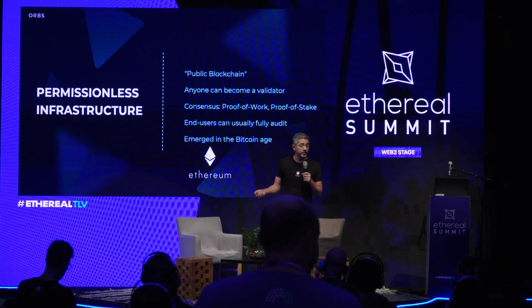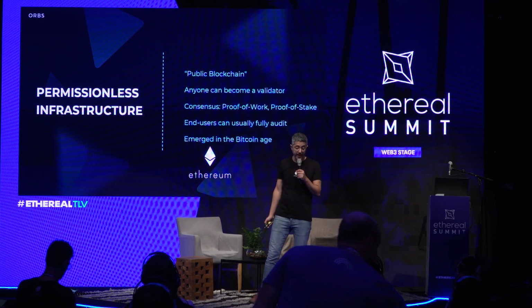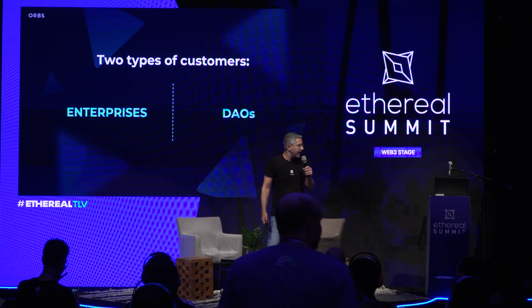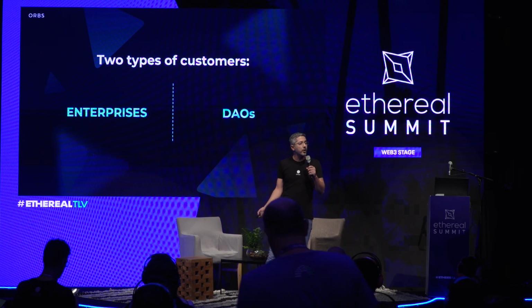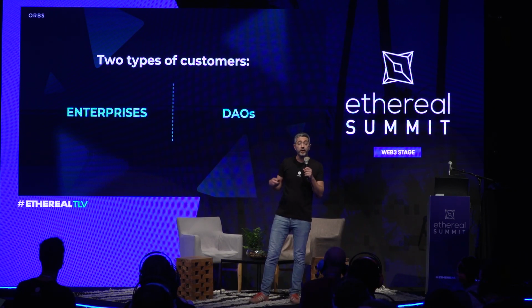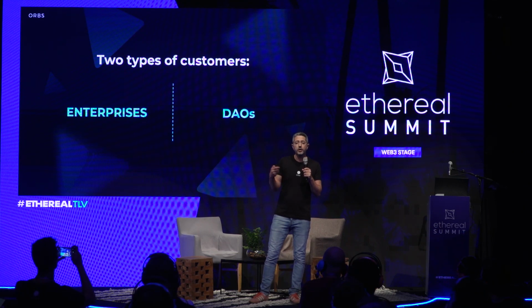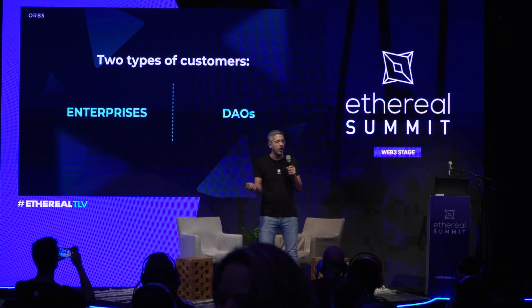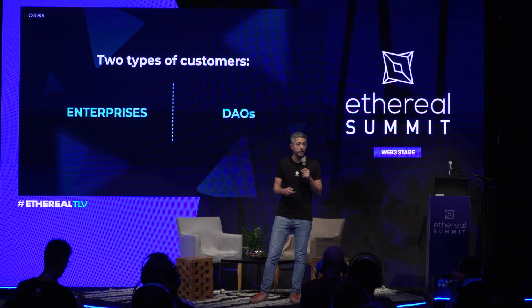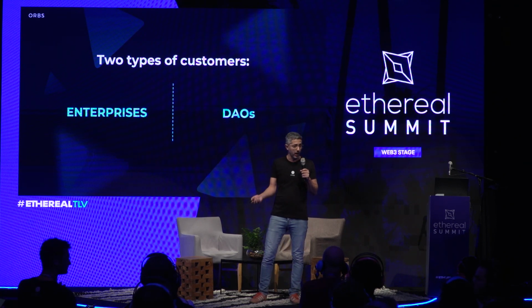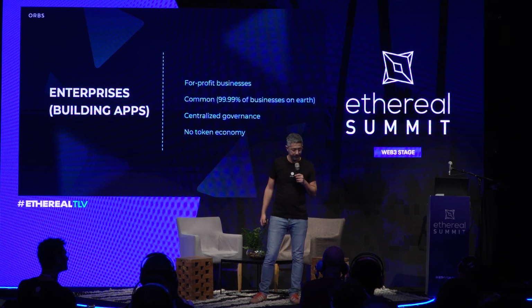A good example of such infrastructure is Ethereum, the mainnet, of course. We talked about infrastructure. Let's talk about who's using the infrastructure. Let's talk about the customers. And if you talk about customers, I usually like to segment the market into two different and mutually exclusive parts, enterprises and DAOs. So let's define each of them.